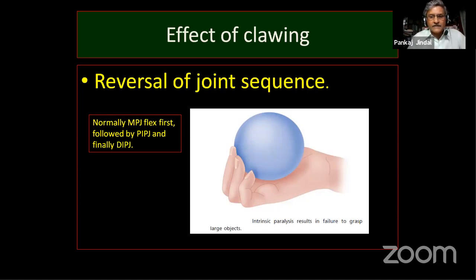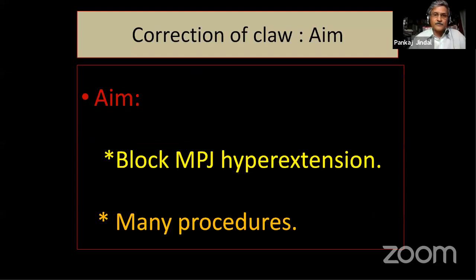What happens in a normal situation? MP joint flexes first, followed by PIP joint flexion, and the third thing to flex is the DIP joint. But here it is reversal. It is first the IP joint which flexes, and the MP joint happens to flex in the end, which means the finger flexes and closes first, and therefore this leads to loss of power of the MP joint, which is more than 50% here. And this reversal has to be corrected also.